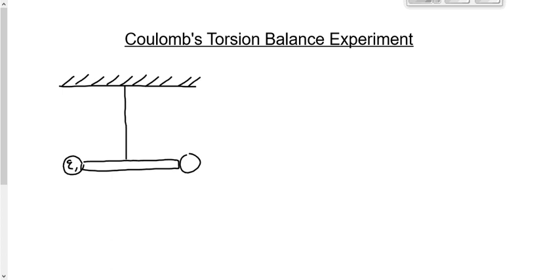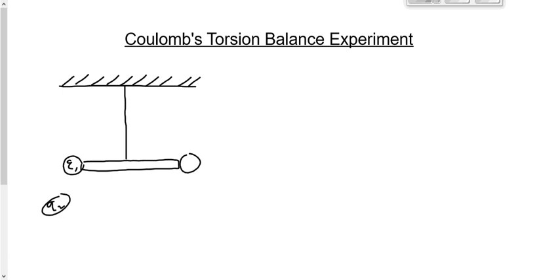Now we're going to bring another object, another charged object nearby Q1. We'll call it Q2. When we do that, when we bring Q2 nearby Q1, what's going to happen? Yep. It's going to repel or attract. It depends on what these charges are, right? If they're like charges, it's going to repel. If they're opposite charges, it's going to attract. That doesn't really matter for us.